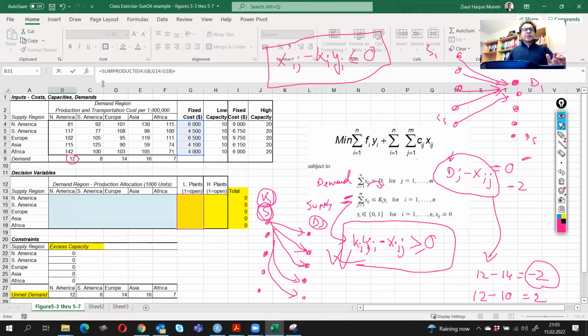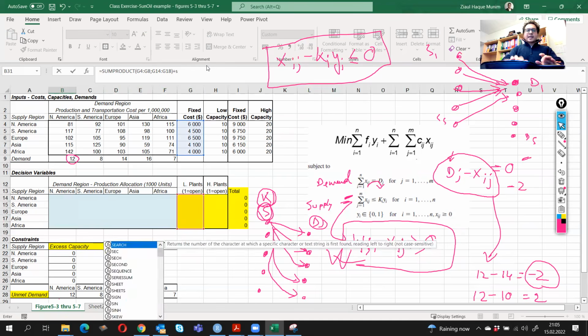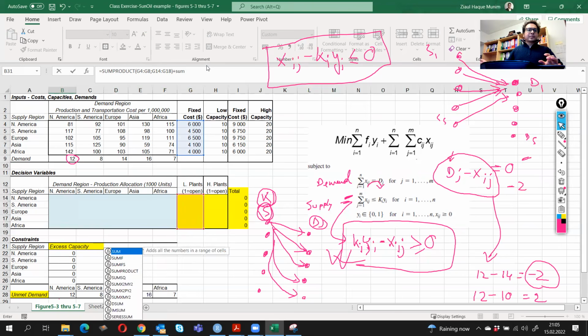Plus, you can see here on the top my equation is continuing, plus again sum product. Here I'm going to select the fixed cost for the high capacity multiplied with if the high capacity plant is open or not. So we are going to multiply with that, and then close my bracket.